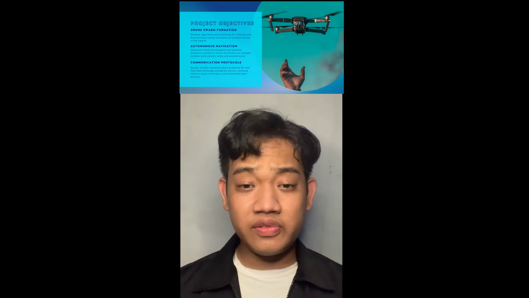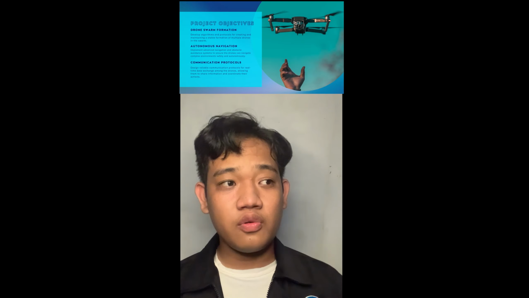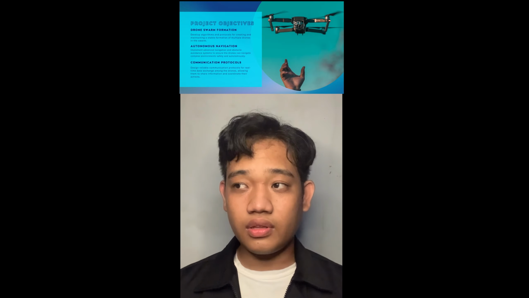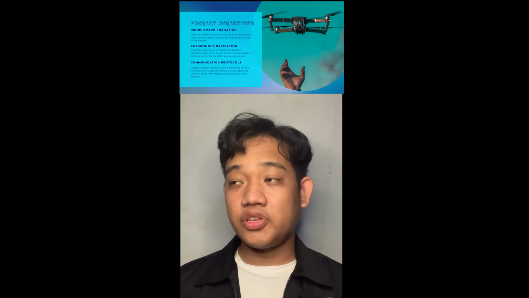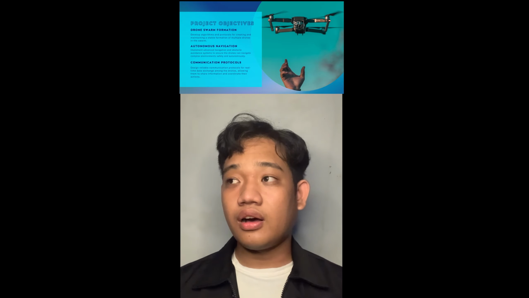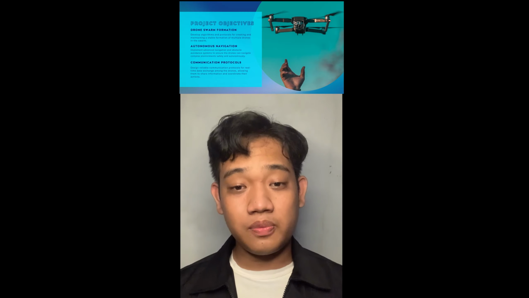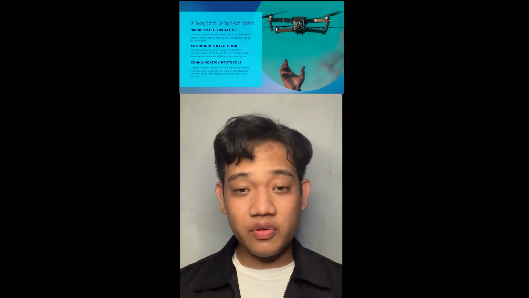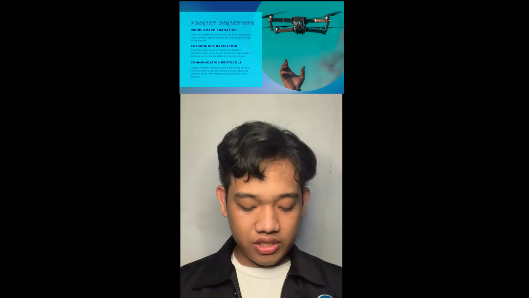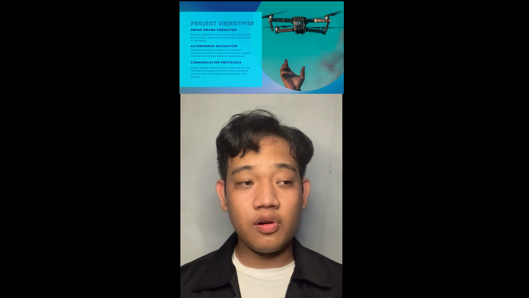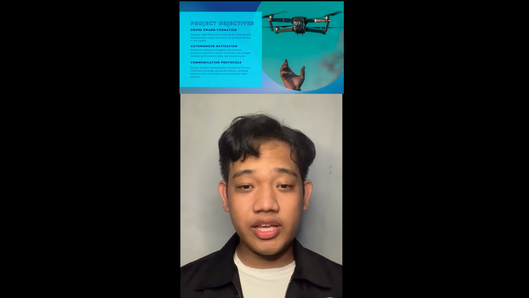Second, we have autonomous navigation. So we have this visual division. We use it for human tracking, like face tracking or object tracking. So we use deep learning object detection to follow the navigation. The third is communication protocols. We use multiple drones, so the drones can communicate with each other.